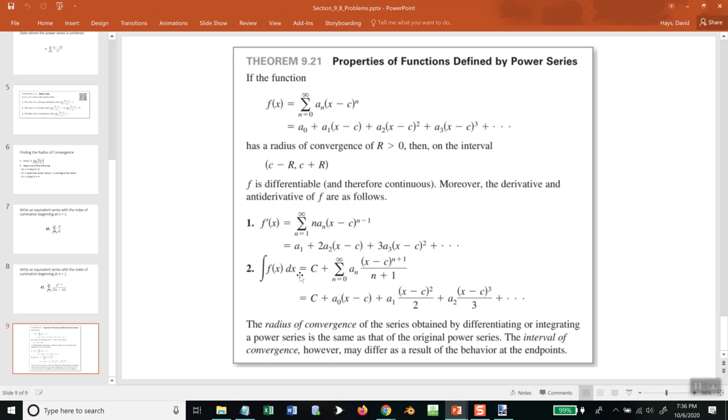Now our integration. If we're integrating that, well, looking at just the x part, we add 1 to our power. So that's where the n plus 1 comes from. And then we divide by our new power. And notice the a sub n just remains because we're integrating with respect to x.